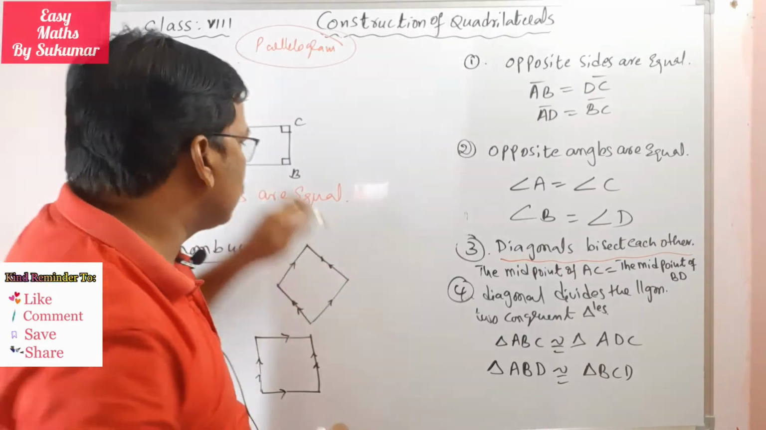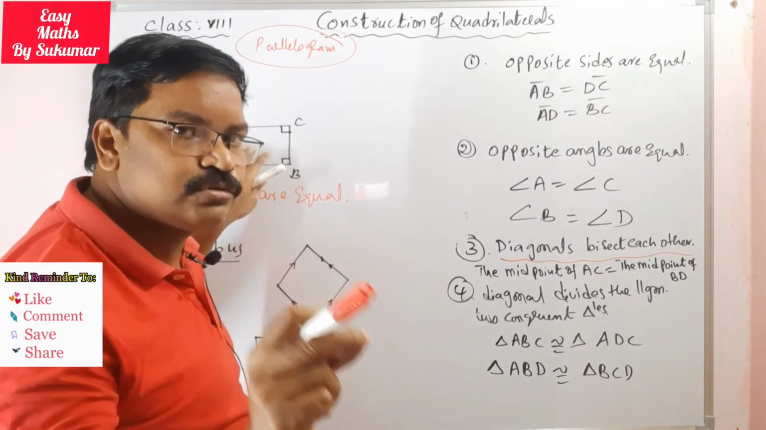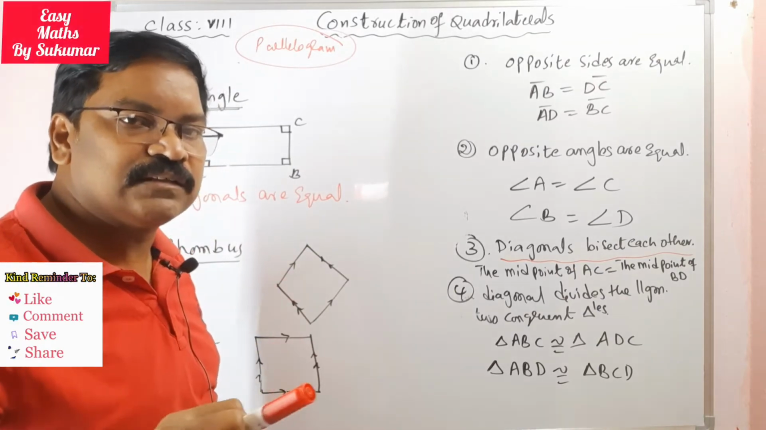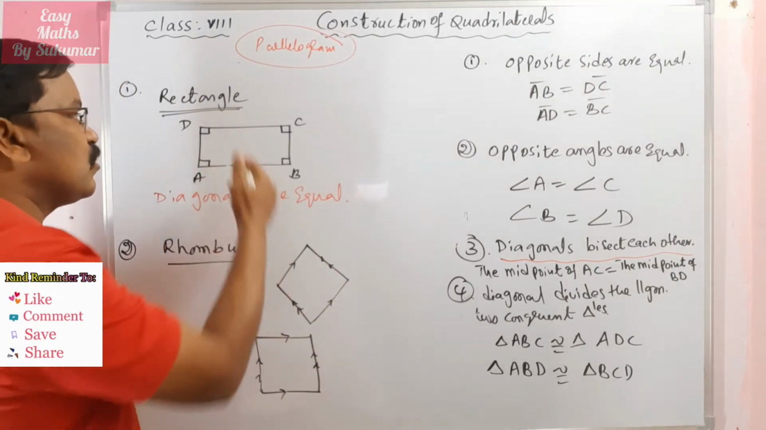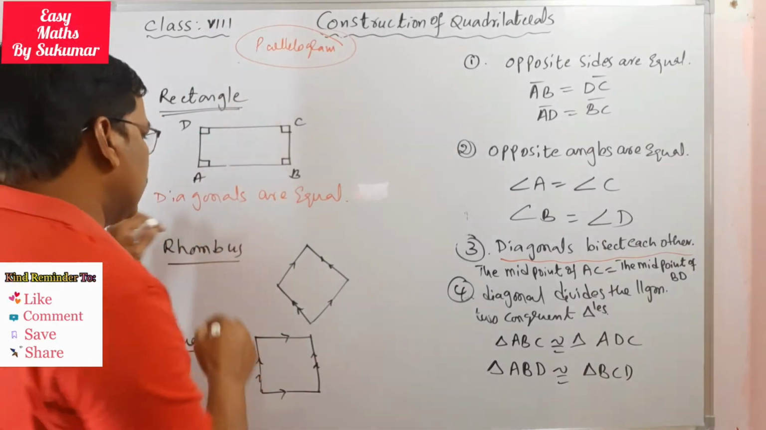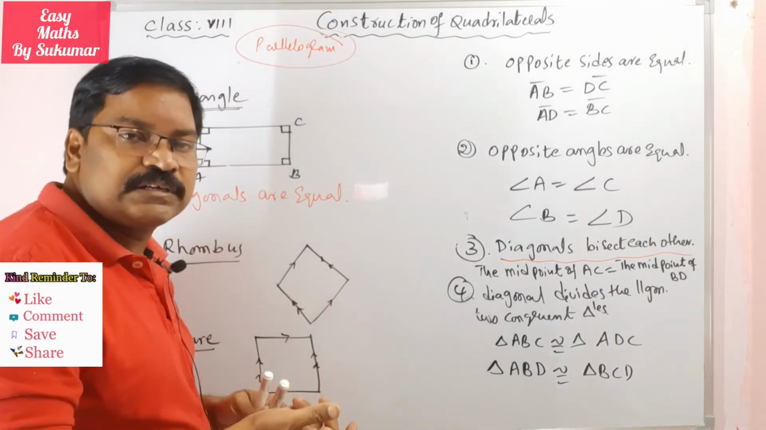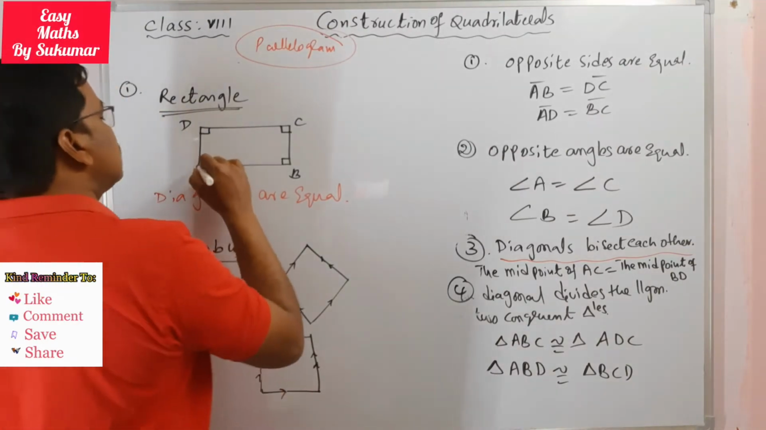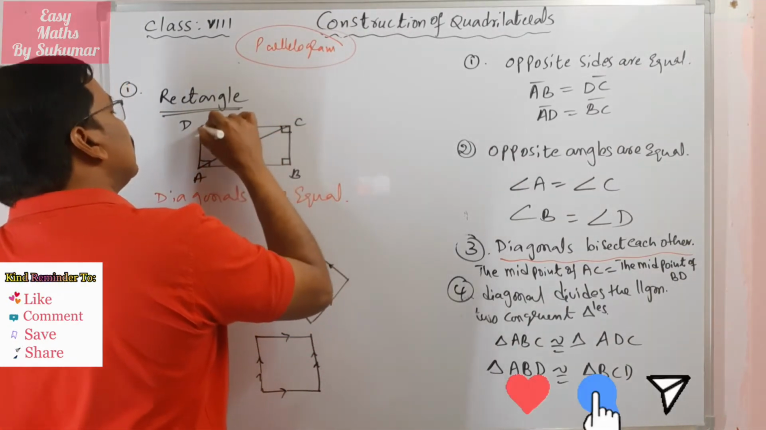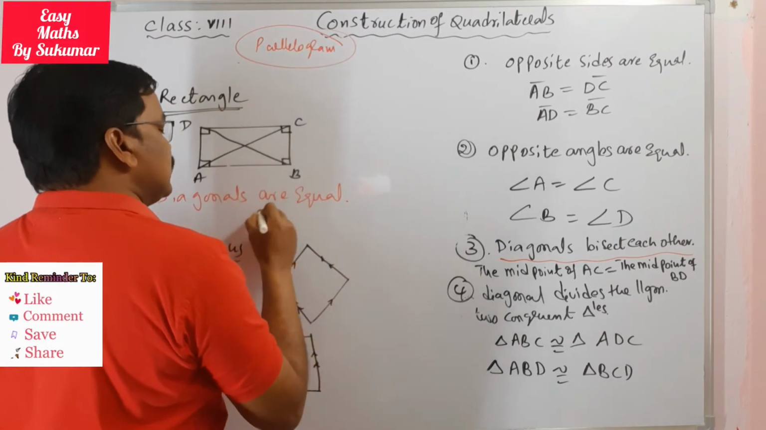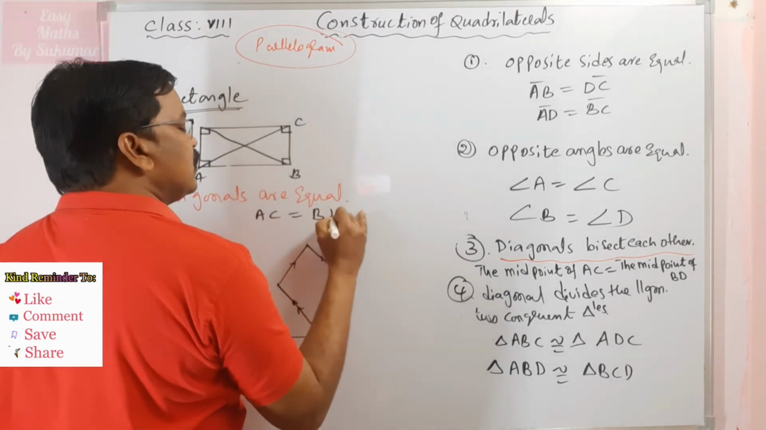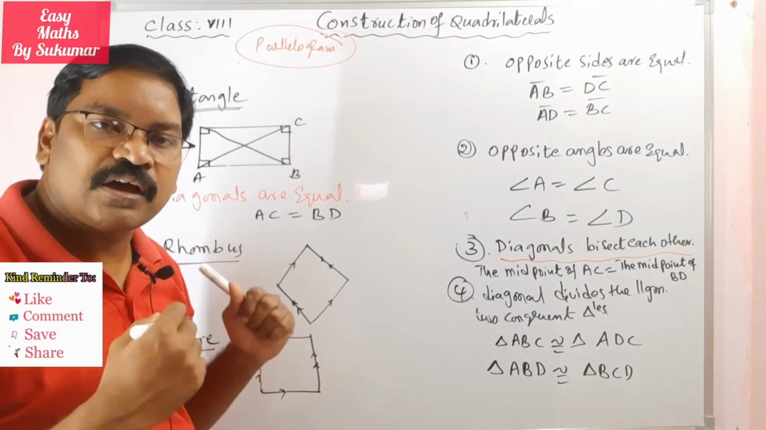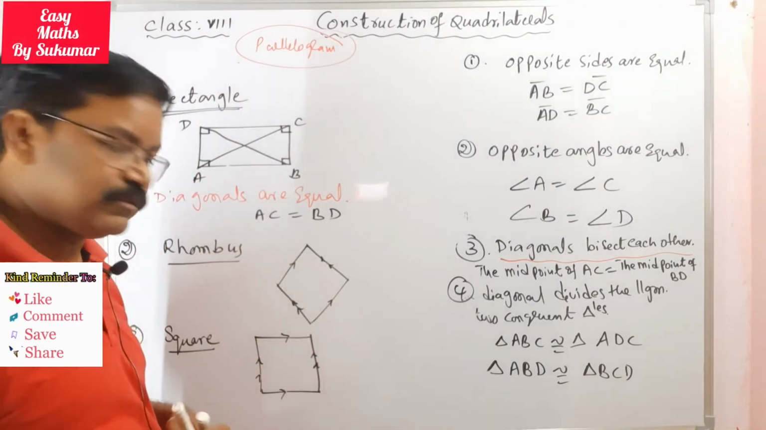Okay, my dear students, how do you define a rectangle? As I told you, in a parallelogram, if each angle is a right angle, then the parallelogram is called a rectangle. What is the special property here? The diagonals are equal. That means AC is a diagonal and BD is a diagonal, and the length of AC and the length of BD are equal.